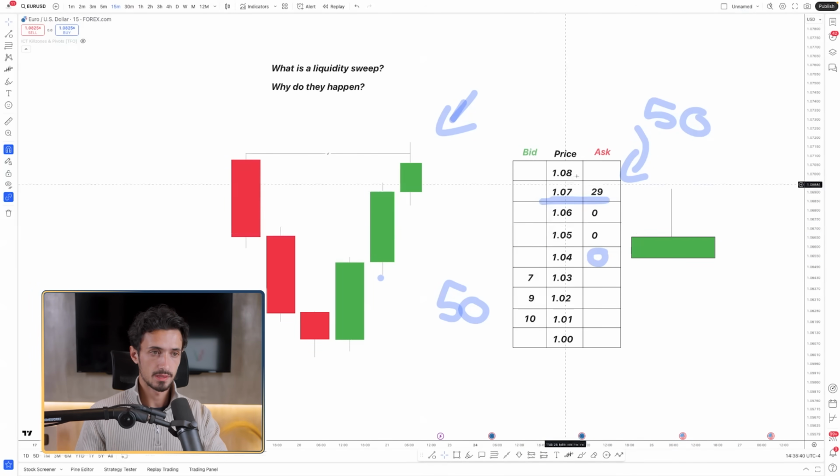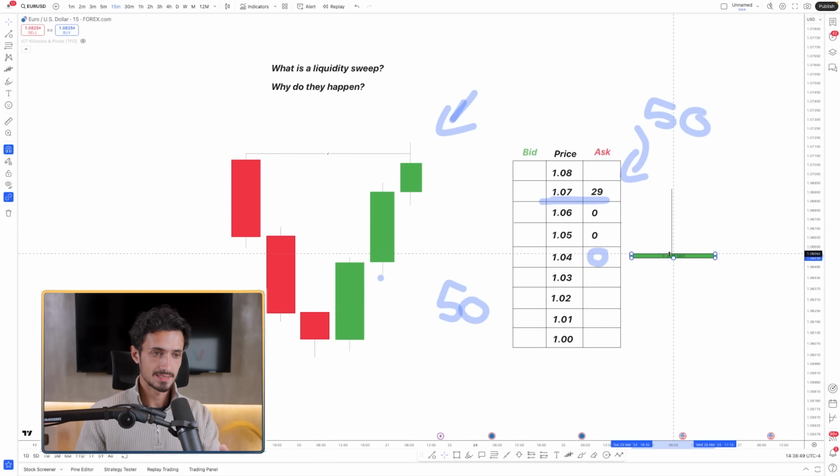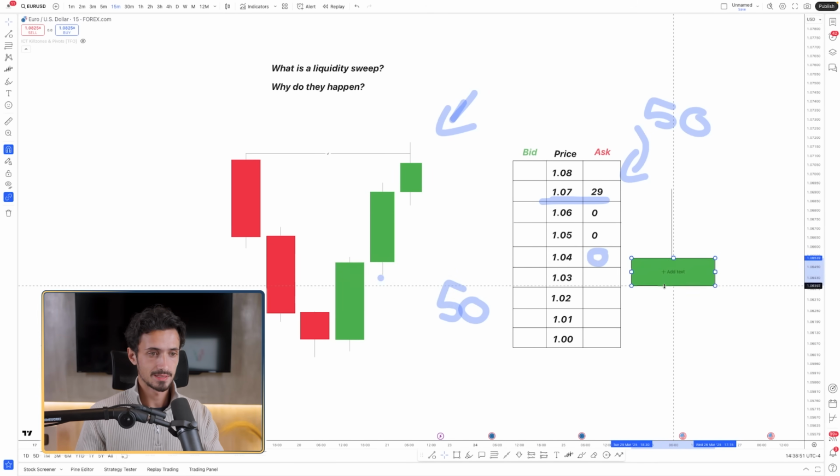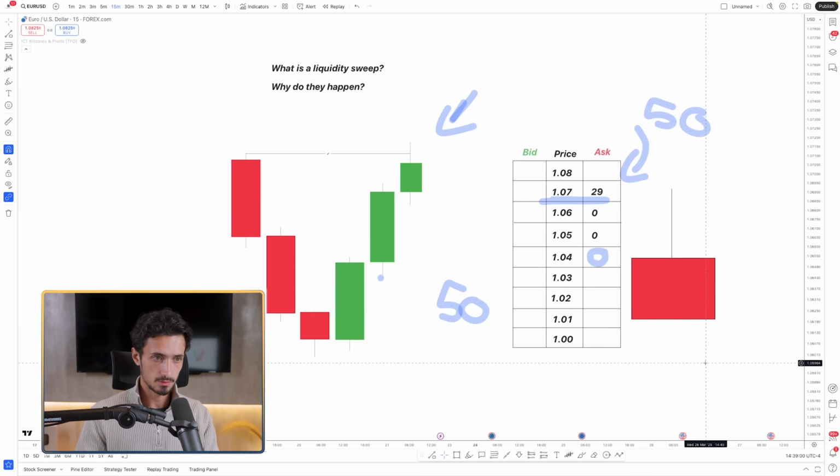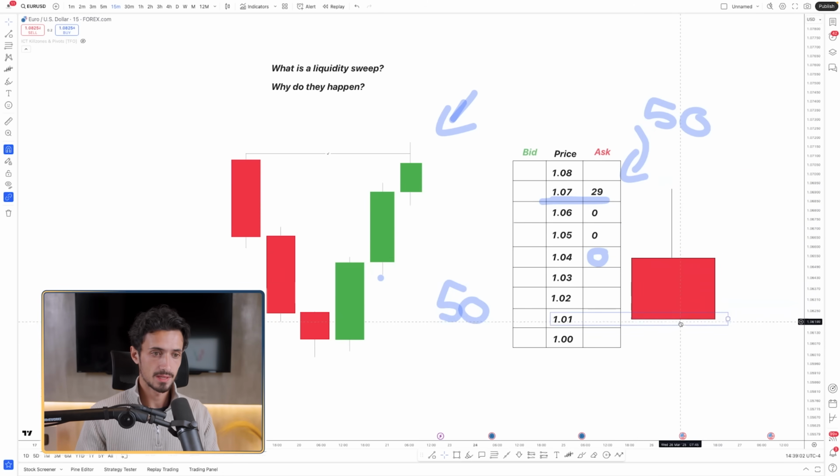Those 4 lots get consumed by the 50. We're still left with 46. Then you have 7 in here, 9 in here, and 10 in here. Not enough to fill the 50. So price comes into here to collect the 7, the 9, the 10, whatever it is. And then this is where price ends up. Now that once bullish candle then turns into a bearish candle. And that is essentially how the candle gets formed.